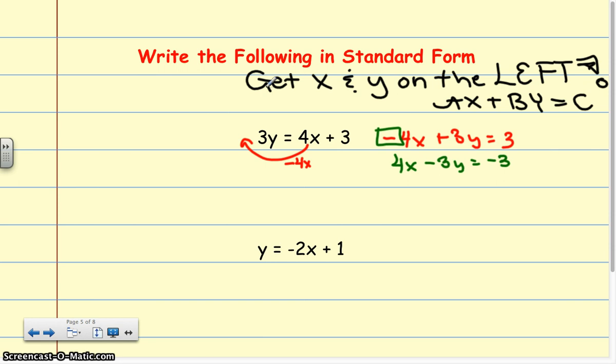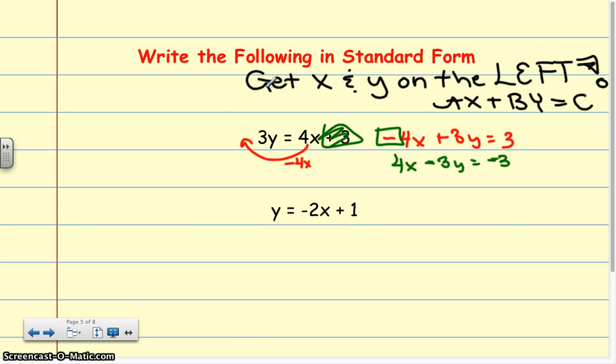Because I minused 4x to move it, because this is like a positive 4x, and to move a positive, I need a minus. Oh, because I had to change the sign of everything. So if I changed the sign of this, I had to change this to minus, and since this was positive, change that to minus. That's fine.